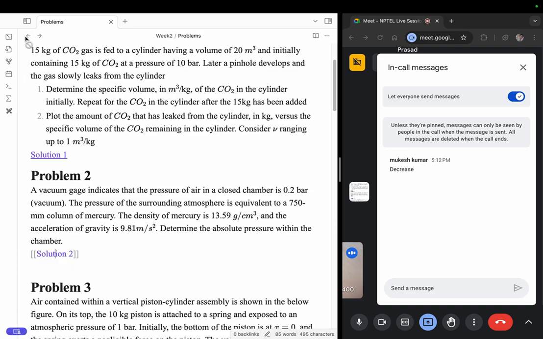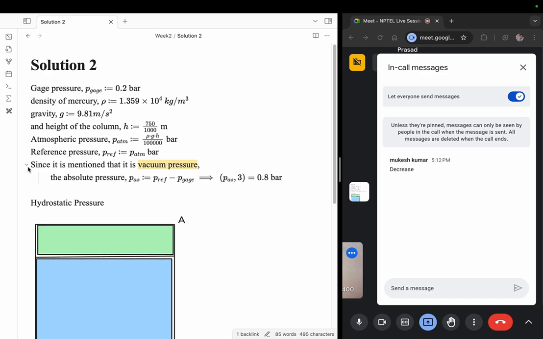So in the question, if someone says a vacuum gauge, or they say something like 0.25 bar, and then they mention that it is vacuum, which means the pressure is lesser than the reference pressure. That is the only main point that I want you to take from this particular question. The value that you get should be less than the atmospheric pressure. It's the only difference. Is it clear, or are there any questions?